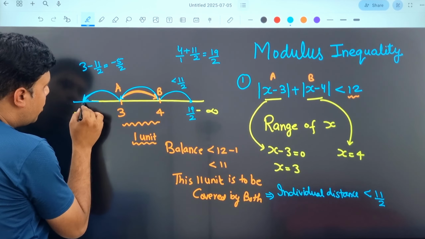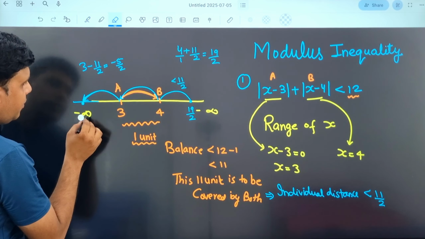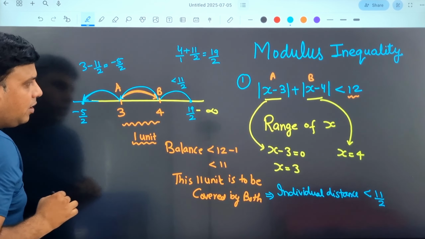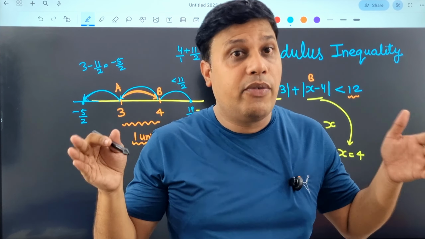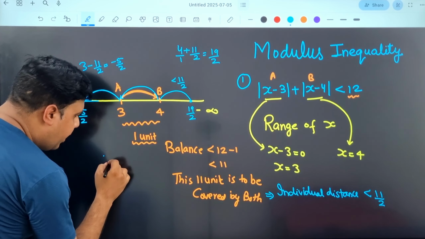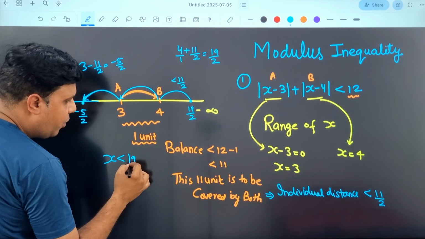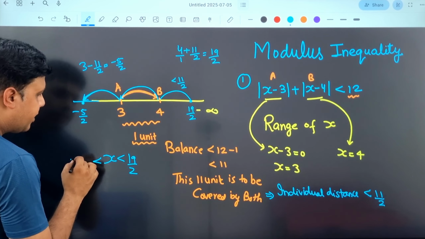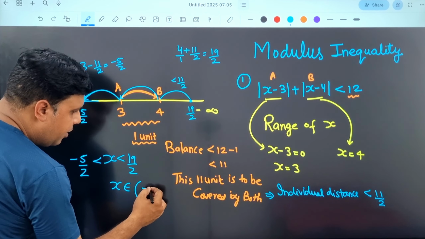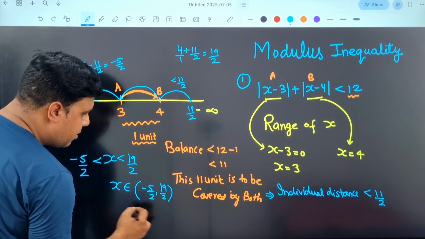तो यहाँ पे आप पहुँचोगे तो ये जो पॉइंट आएगा, this point is actually minus 5/2, right? So we have to travel the distance. They have to travel the distance less than the combined distance. So you will be saying x is less than 19/2 and should be greater than -5/2, or you can use the open bracket to represent the range of x.